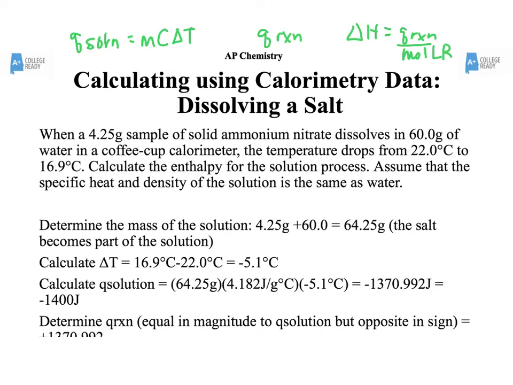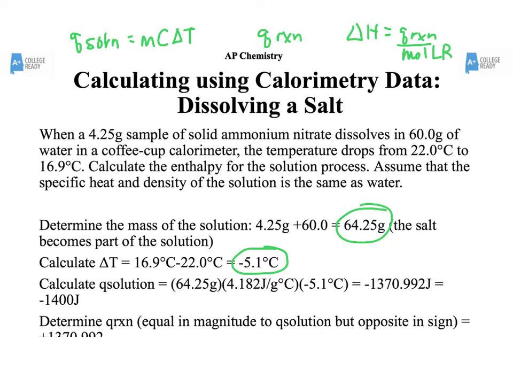So let's look at this example and do some of the calculations. What do we know? We put 4.25 grams of solid ammonium nitrate into 60 grams of water. The temperature drops from 22 to 16.9. We want to calculate the enthalpy. So first thing, get your mass. Add the two masses together. Second thing, get your change in temperature. This is a negative change. Why? Because the temperature went down.